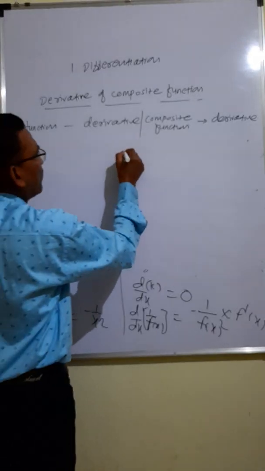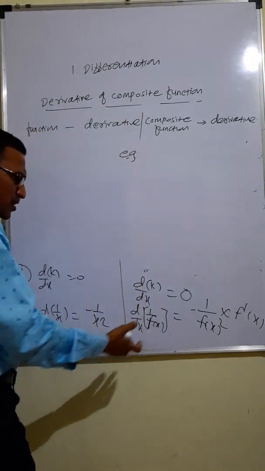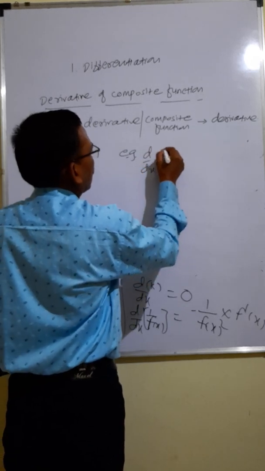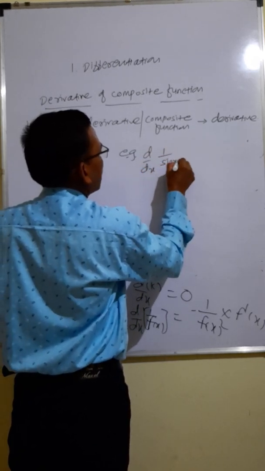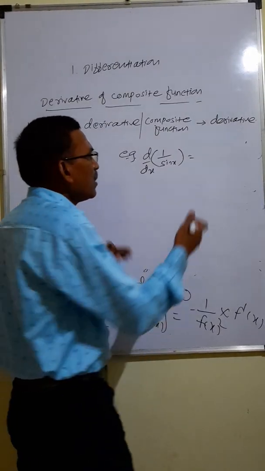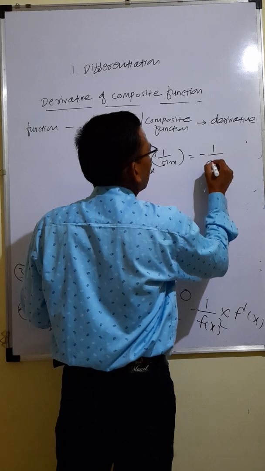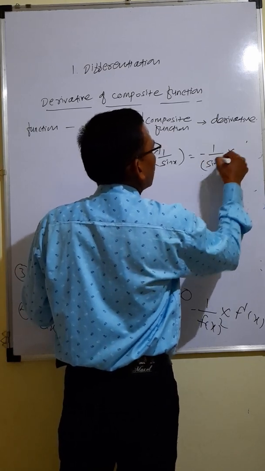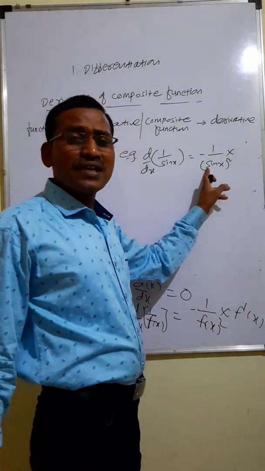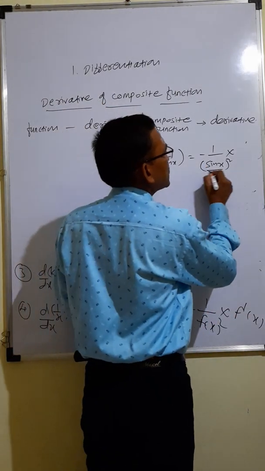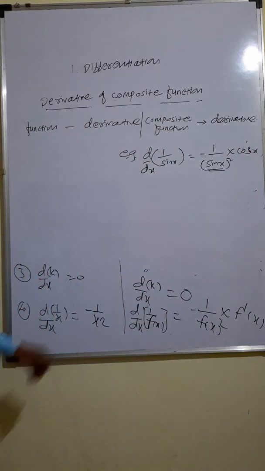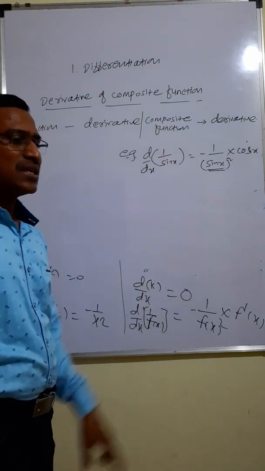So here is an example of this composite function 1 by f of x. The derivative of 1 by sin x, by using this formula, is minus 1 by sin x whole square into the derivative of f of x. So f of x here is sin x, and the derivative of sin x is cos x. So this is the derivative of a composite function, 1 by sin x.